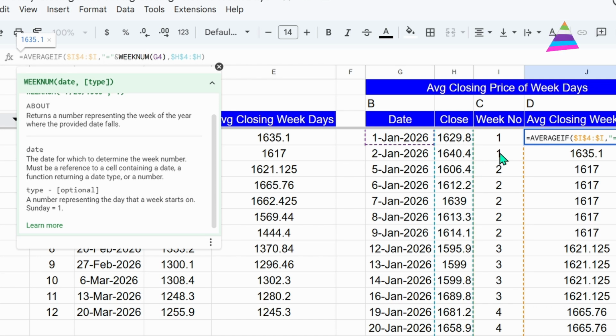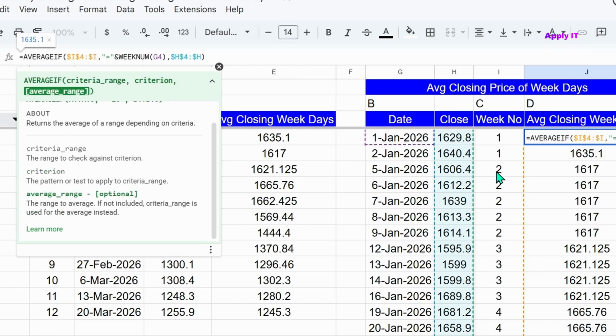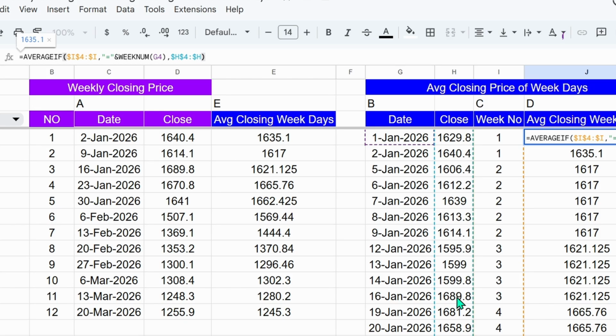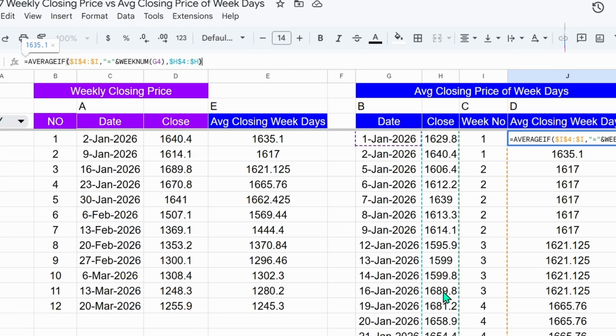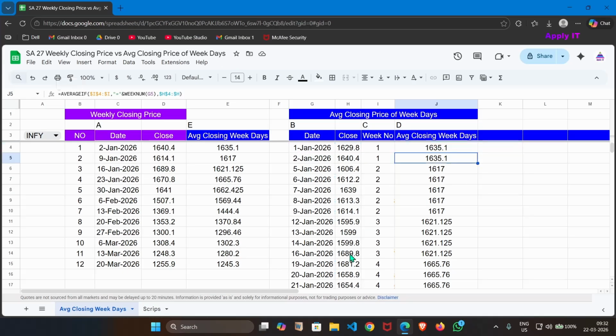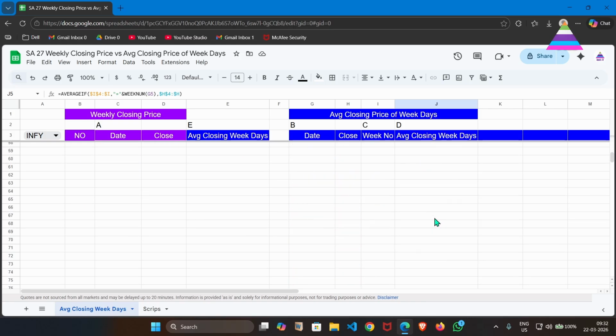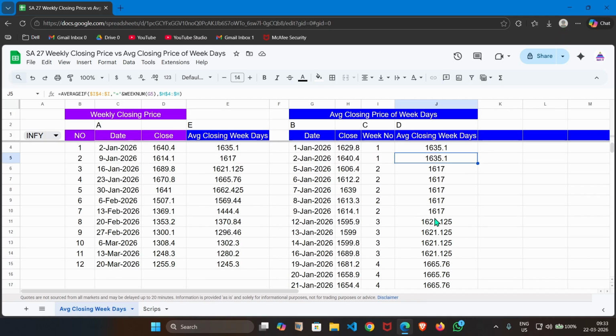For whichever criteria is matching, what I should do is the average range. I want to calculate the average of the values present in column H. So I write that as H4 to H. Basically this formula will calculate the average of closing prices of weekdays for a particular week. Once you do that, simply copy and paste that formula for all the rows, and we'll get the average closing price of weekdays for a particular week.